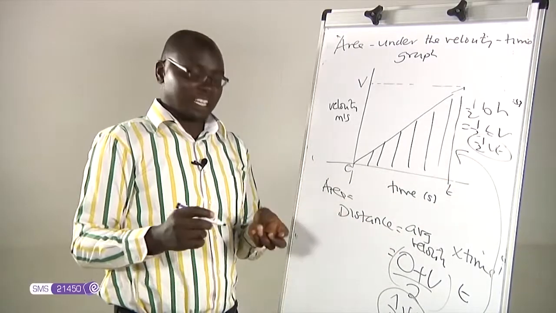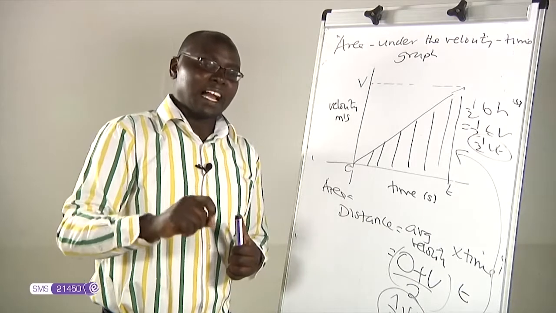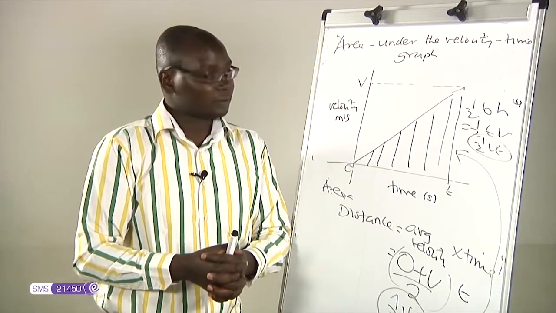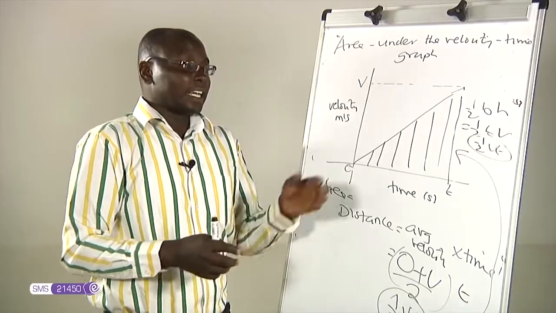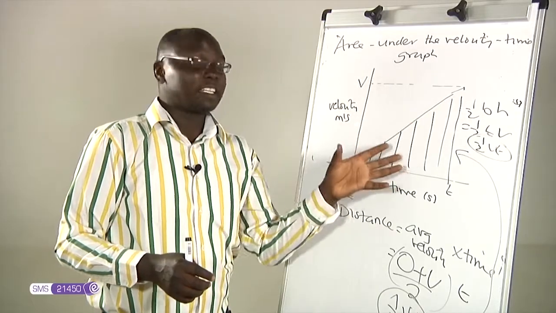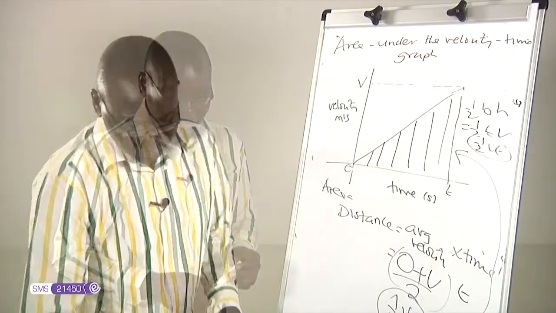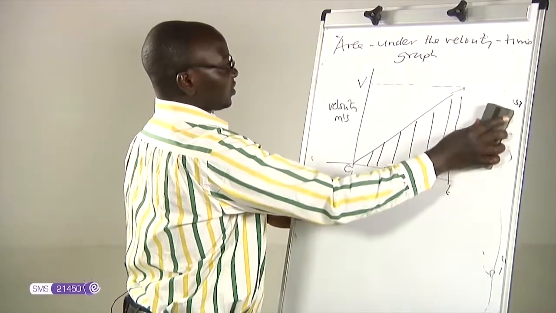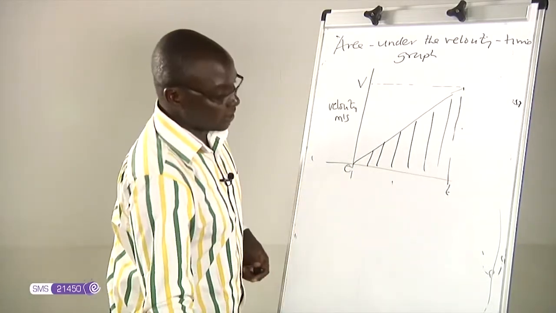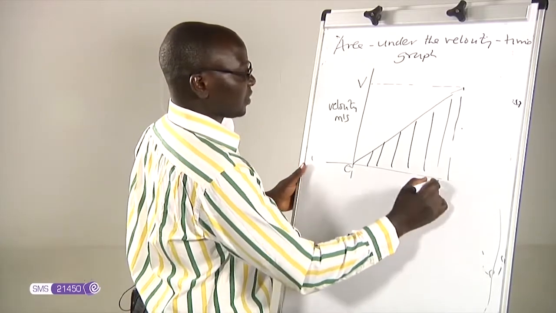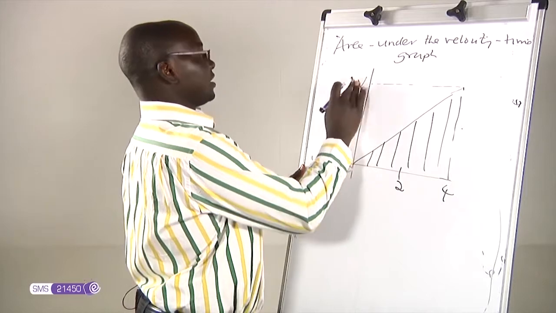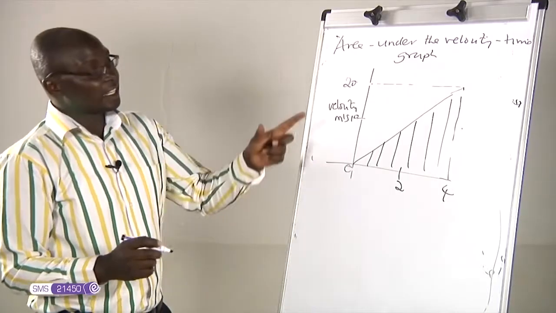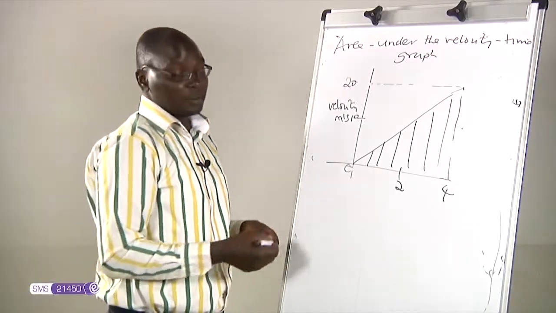So what am I driving at? I want to show you that the area under the velocity time graph gives the distance traveled by that body. I say it again: the area under the velocity time graph gives the distance traveled. We can look at one example. Suppose the time here is 2, the velocity is 20 meters per second, and this is 10. You have to calculate the distance traveled by this body in kilometers or in meters.